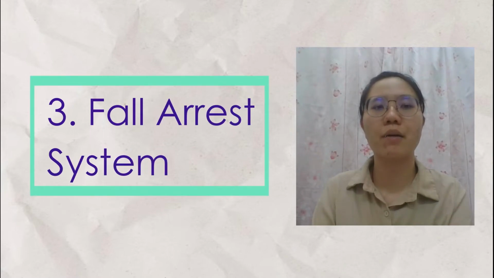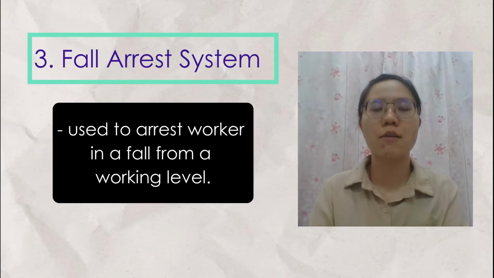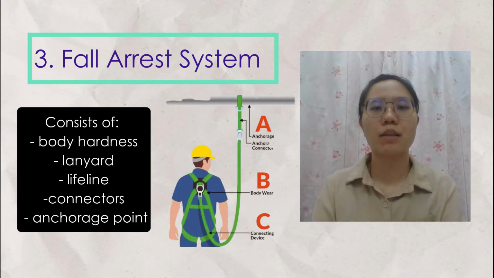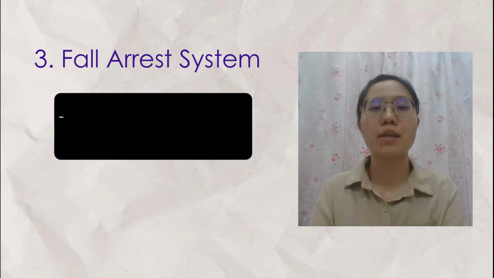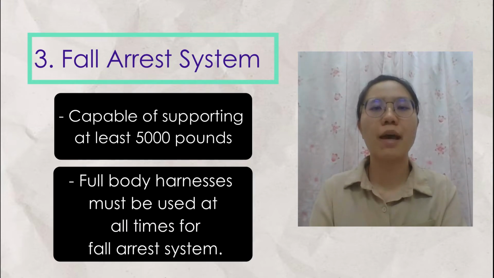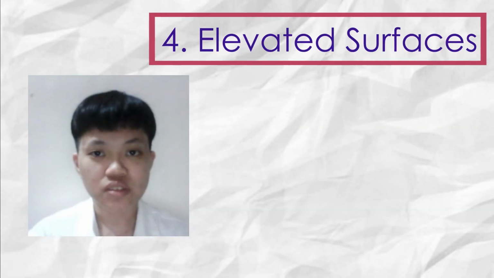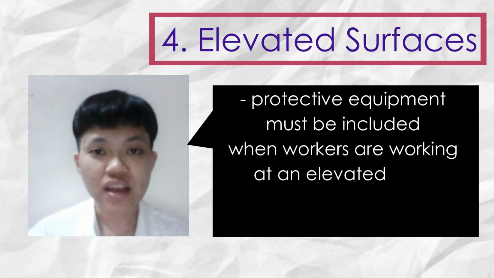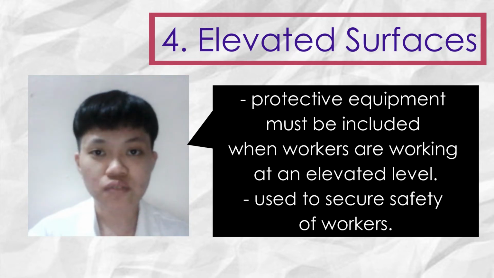Other than that, the fall arrest system is also one of the general requirements of site safety and health at the construction site. The fall protection is used to arrest workers in a fall from a working level. It consists of body harness, lanyard, lifeline, connectors, and anchorage point. It is capable of supporting at least 5,000 pounds. The full body harness must be used at all times for the fall arrest system. One of it is elevated surface. Protective equipment must be included when workers are working at an elevated level. In order to secure the safety of workers, all these requirements must be followed.